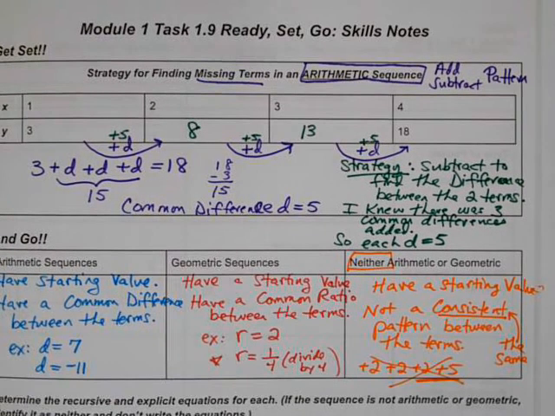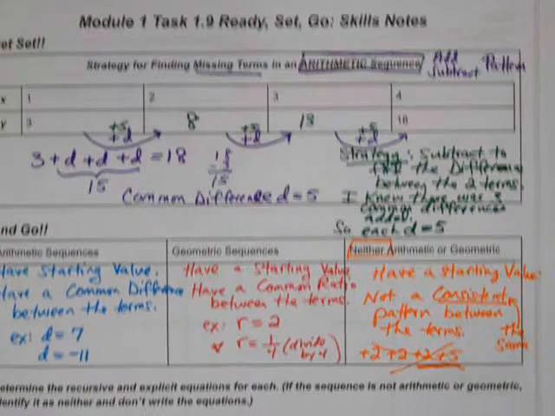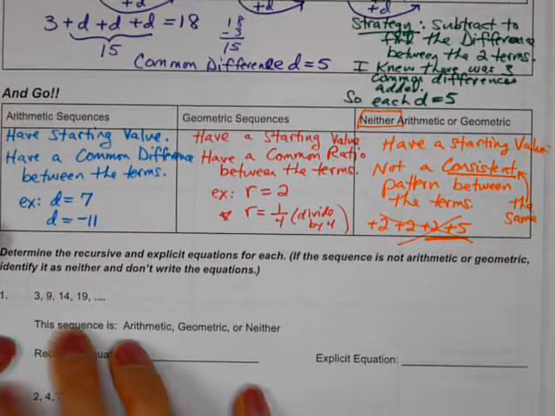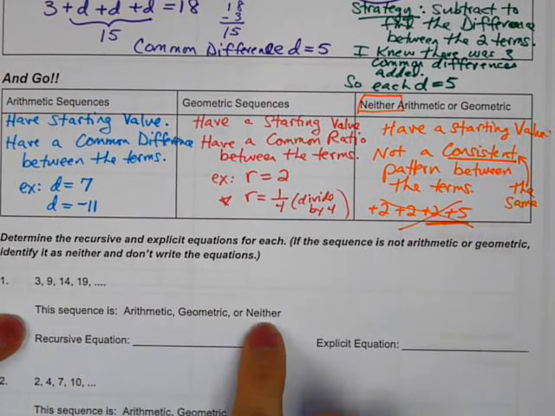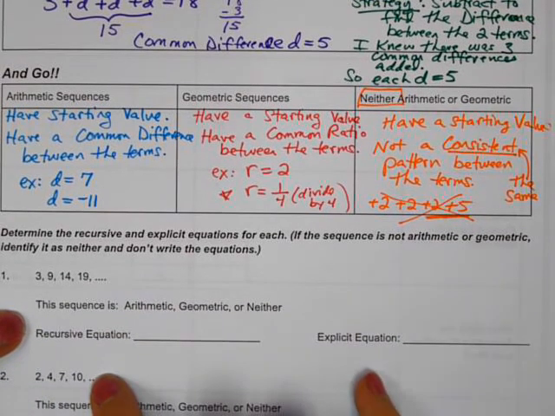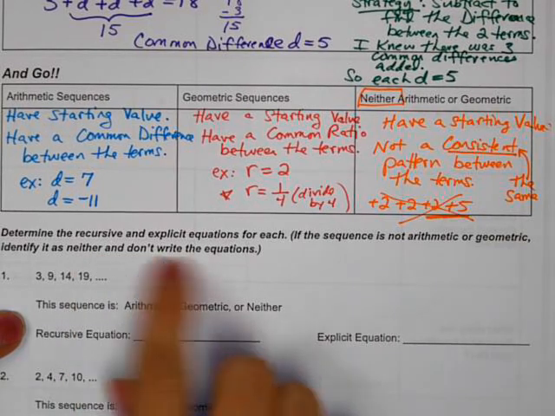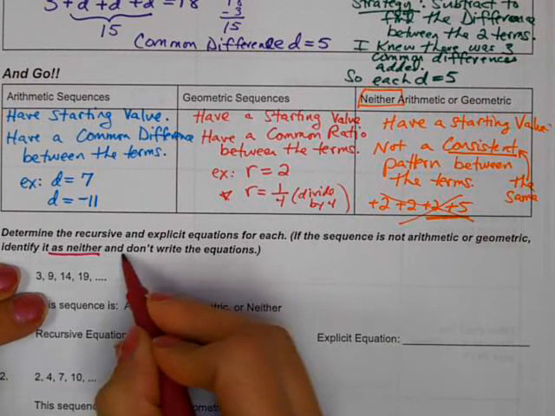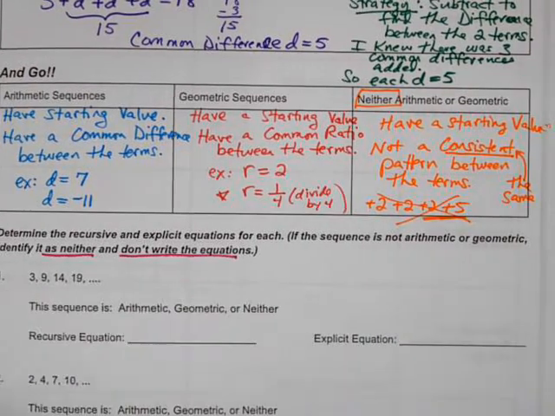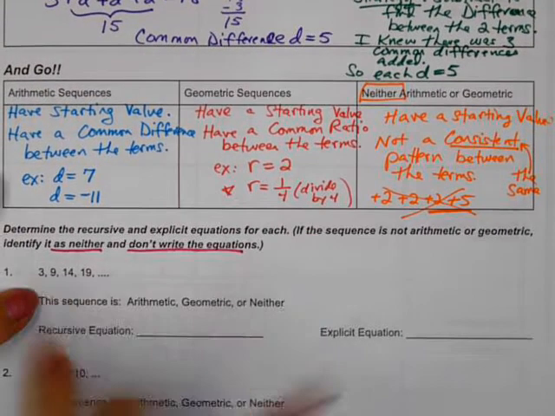Okay, let's determine if these sequences of numbers down here are either arithmetic, geometric, or neither. And then we'll write some equations. But if it's neither, then we don't write any equations for it. So let's take a look at this pattern.